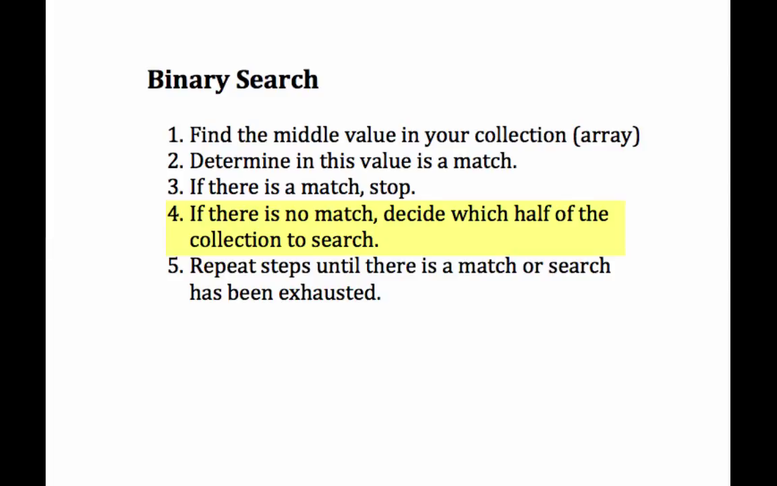Once we pick one of those halves, we repeat the process. In other words, we take that half, we find the middle of that half, and we compare the middle element with the value that we're looking for. If there is a match, we stop. If there is no match, now we need to decide which half of that half, which means a quarter. So every time we're shrinking the space by 2. This is how the code works.